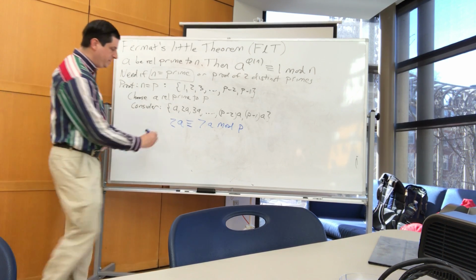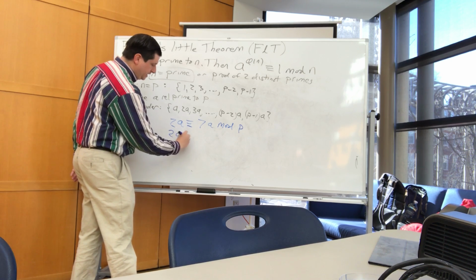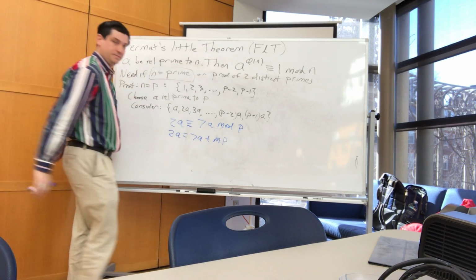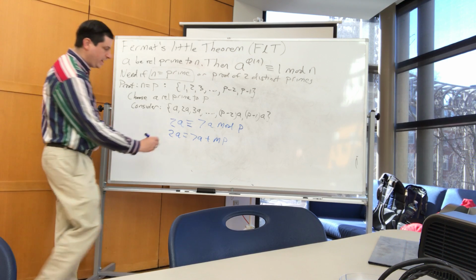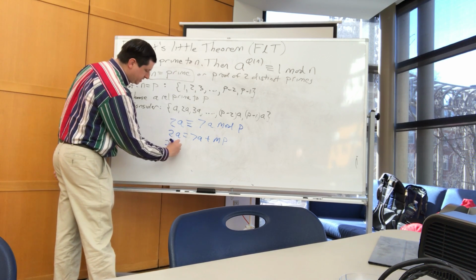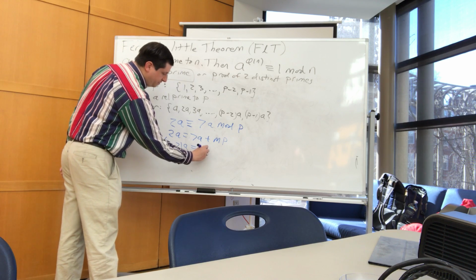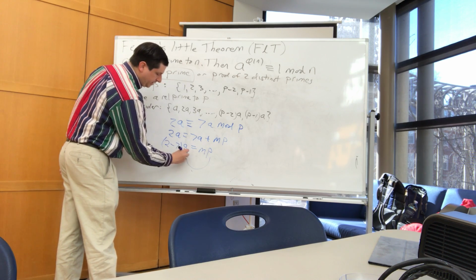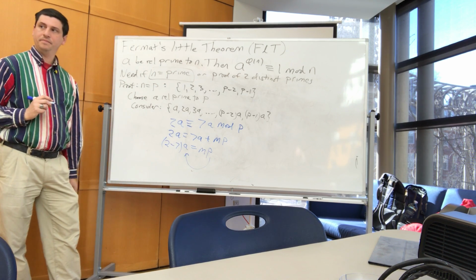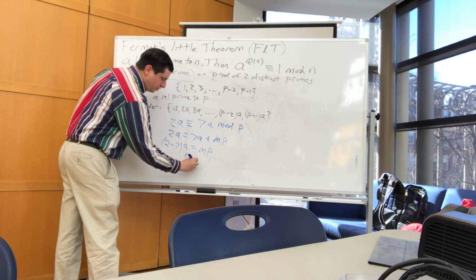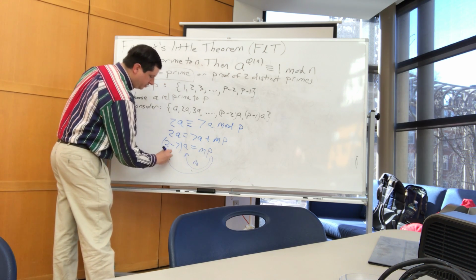Well, what would that mean? That would mean 2A equals 7A plus some multiple of P. So if we subtract, we would get 2 minus 7 times A is equal to a multiple of P. Can P divide A? No, they're relatively prime. So that means P must divide 2 minus 7.